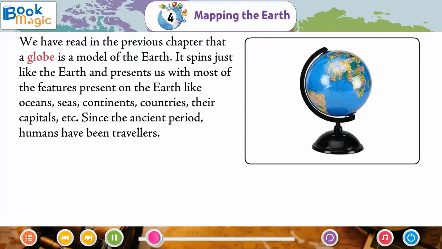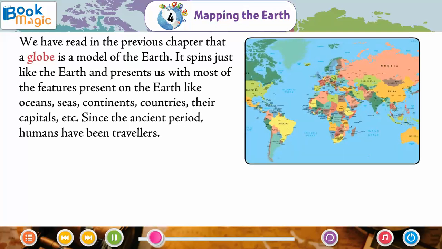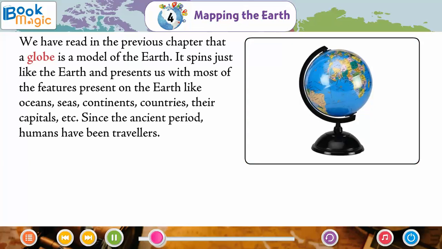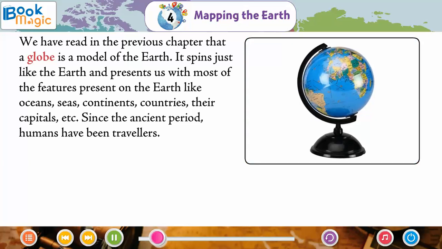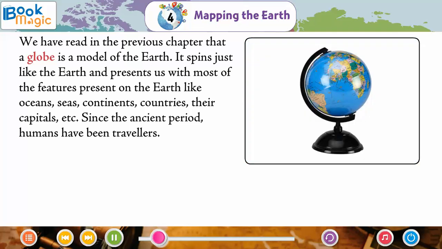We have read in the previous chapter that a globe is a model of the earth. It spins just like the earth and presents us with most of the features present on the earth like oceans, seas, continents, countries, their capitals, etc.